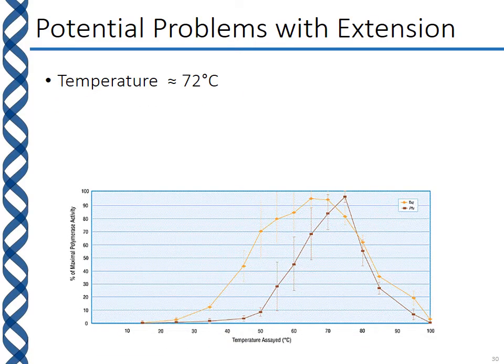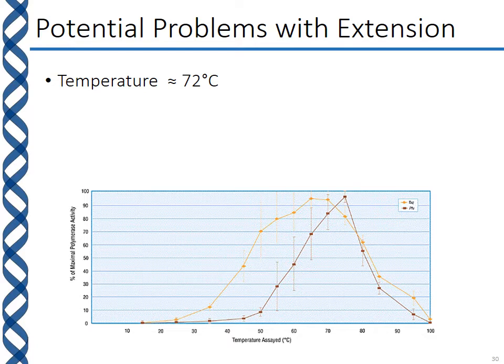So now let's take a look at the potential problems with the temperature of the extension step. So Taq polymerase has a peak enzymatic activity typically around 72 degrees. Some of the different DNA polymerases will have slightly different activities, but typically it's in that same range.